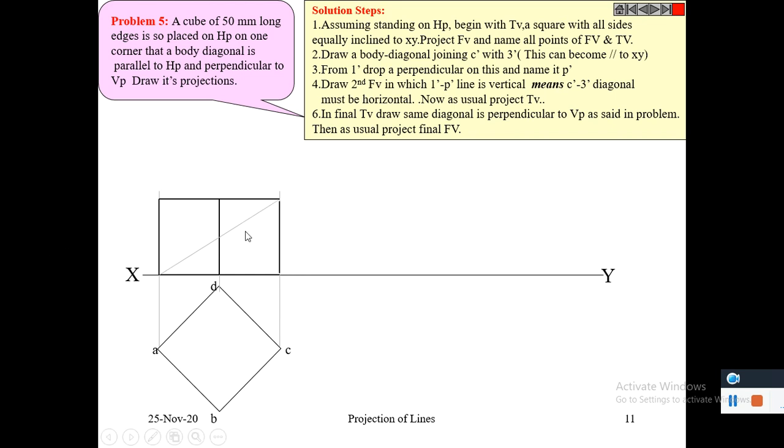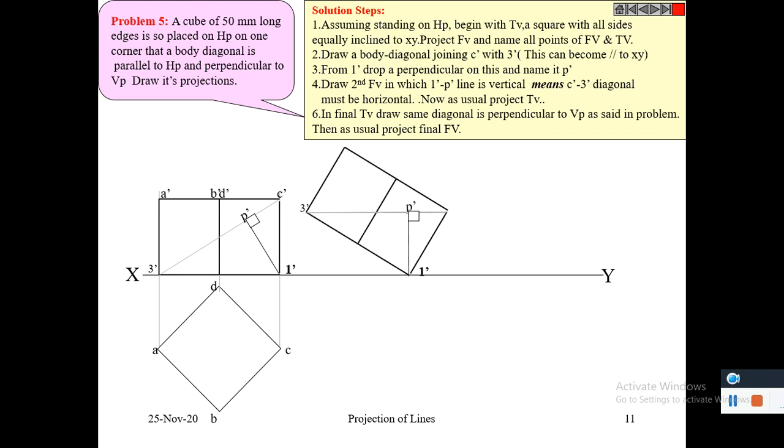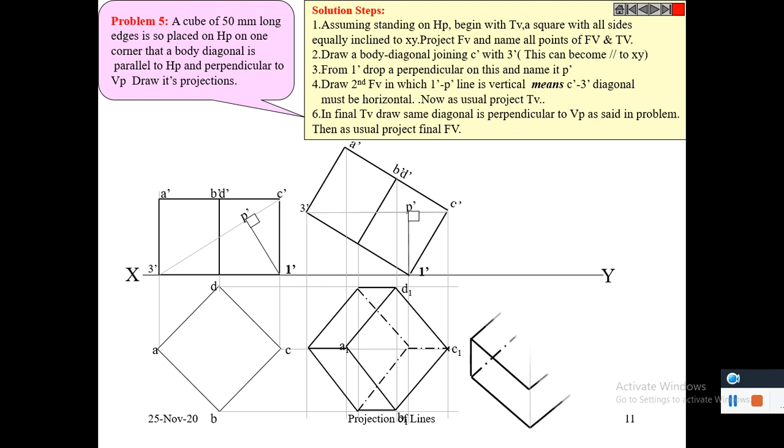This is the body diagonal. This is drawn for the easiest reproduction of the image here. It is reproduced here. Here this point comes here, so it is rotated.